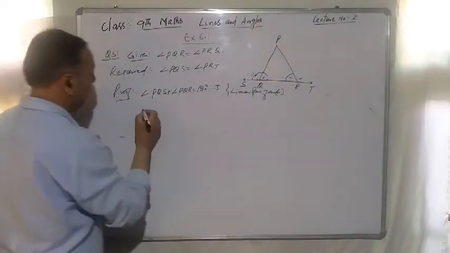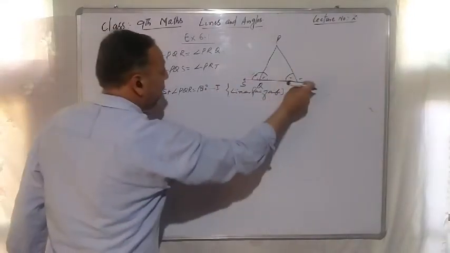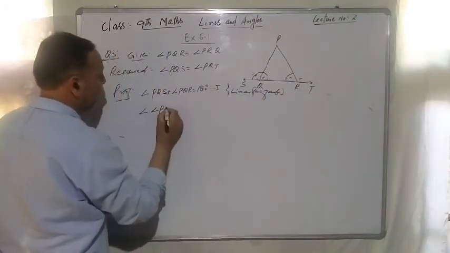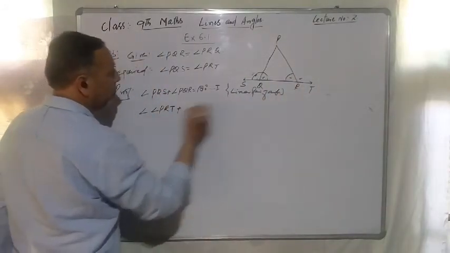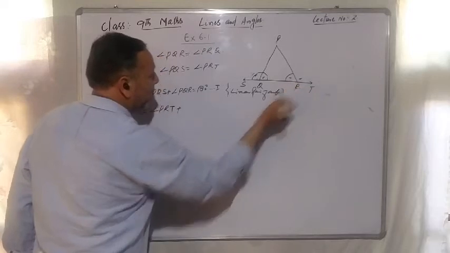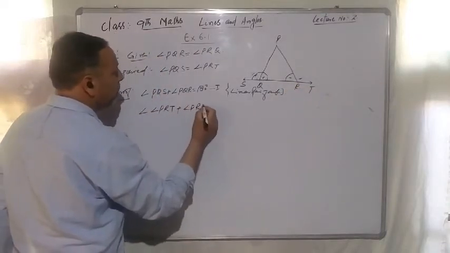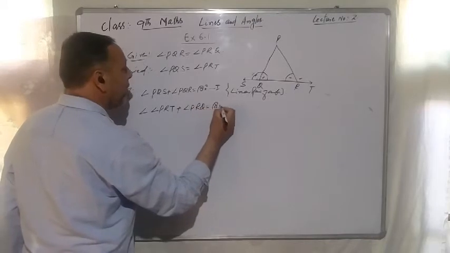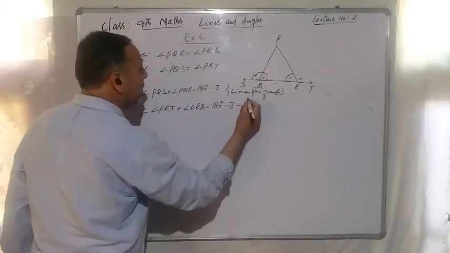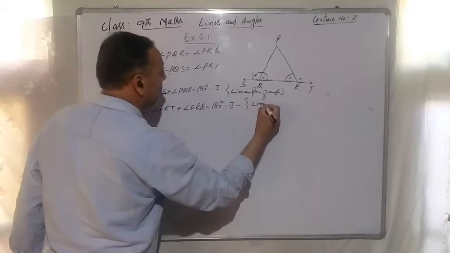Similarly, angle PRT, this angle PRT plus angle PRQ is equal to 180 degree. Give this as second. Again, linear pair of angles.